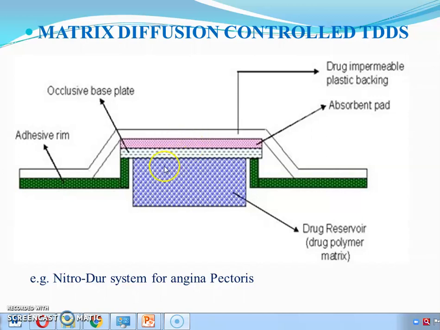Instead of coating adhesive polymer directly on the surface of this medicated disc, the adhesive is applied along the circumference of the patch at the side, not on the surface of the rate controlling membrane, to form a matrix diffusion controlled drug delivery system. An example of such type of drug delivery system is the Nitrodur system for the treatment of angina pectoris.